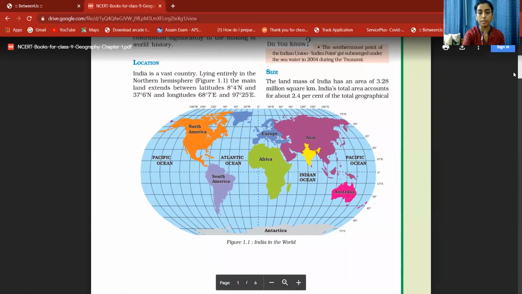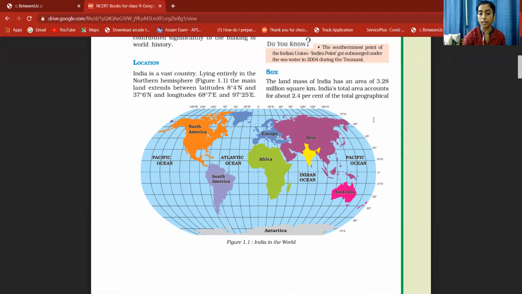Now let's come to the size. What is the size of India? So India's total area is 3.28 million square kilometer. All right. So this is very important for multiple choice or one mark question. You might be asked, what is the area of India? It is 3.28 million square kilometer.